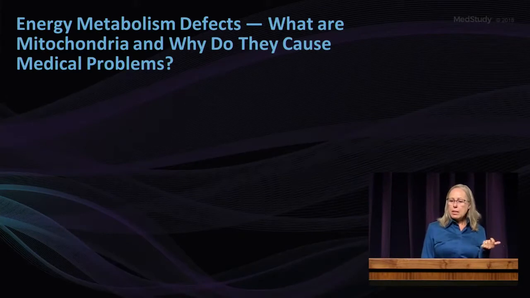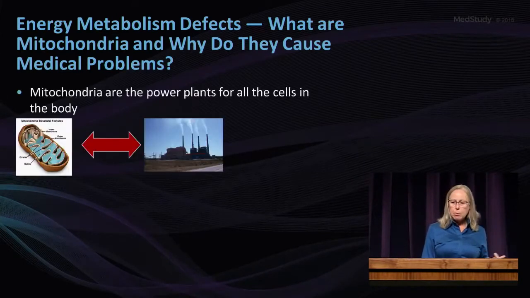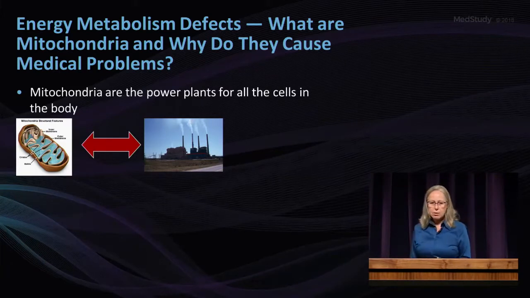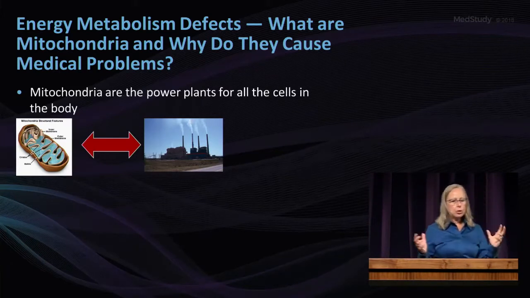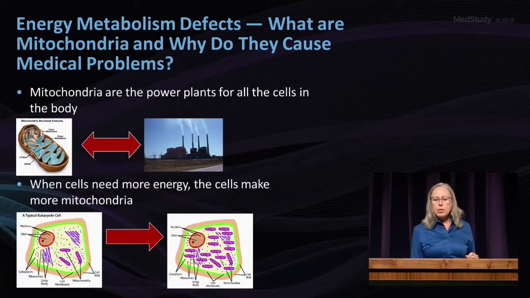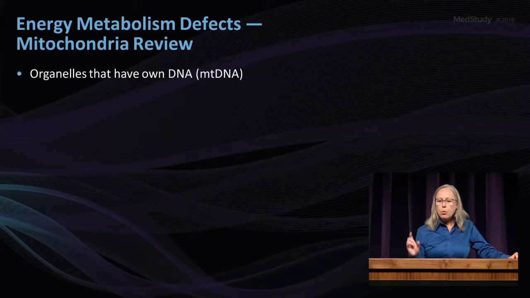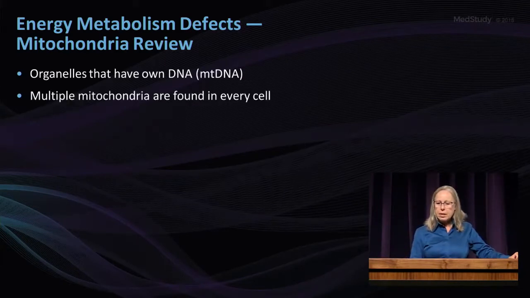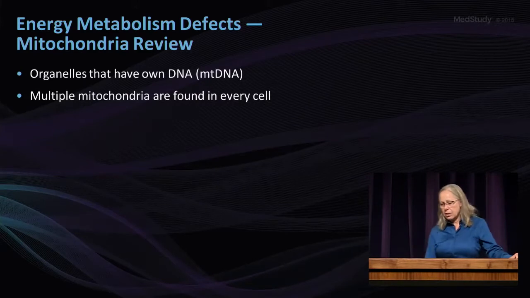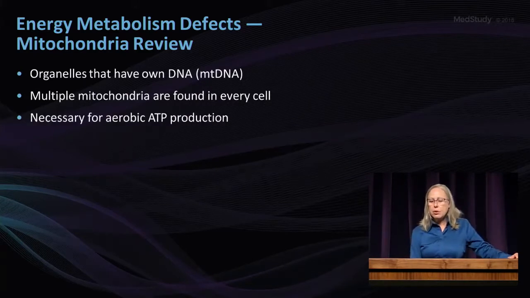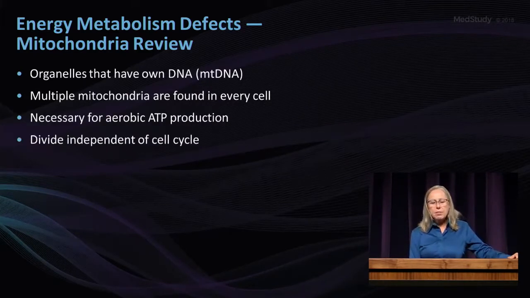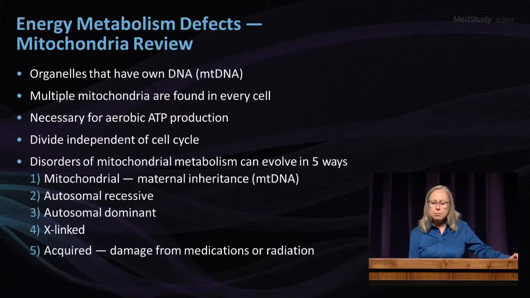What are the mitochondria and why do they cause us medical problems? I think of them as the powerhouse of the cells. They are the power plants. That's where we go to burn all of our energy. When the cells need more energy, the cells make more mitochondria. They are organelles that have their own DNA. So we have ours, which is the nDNA or nuclear DNA, and this is the mitochondrial DNA. There are multiple mitochondria in every cell, and they are necessary for aerobic ATP production, and they divide independently of the cell cycle. So they're doing their own thing inside each cell.